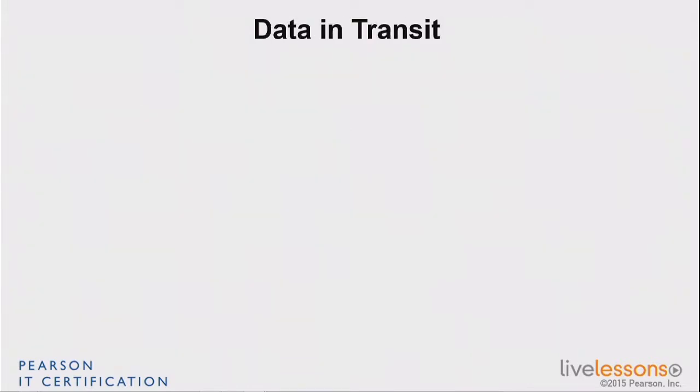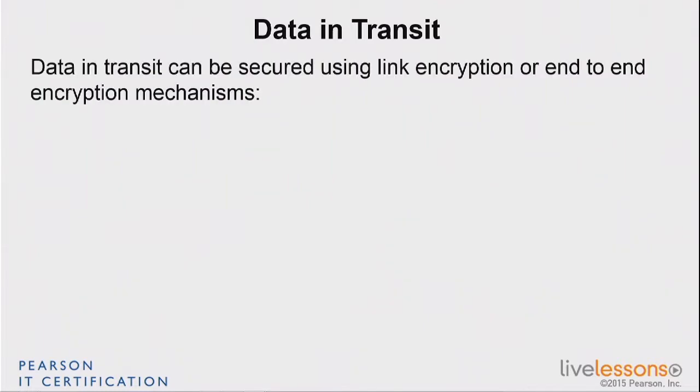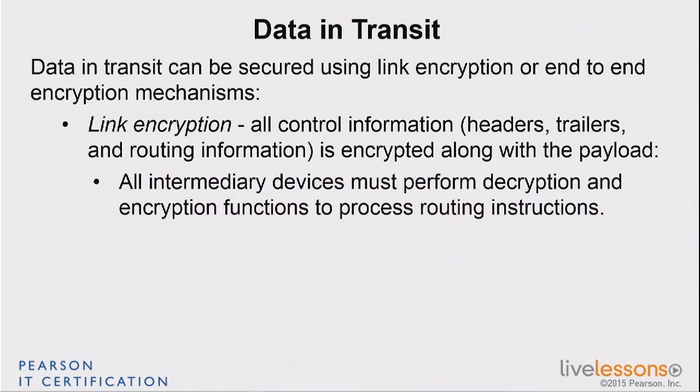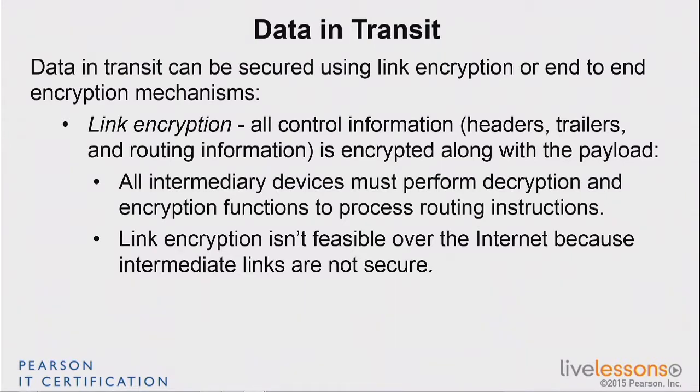Before we look at those protocols, I just want to do a reminder of different ways that we can encrypt data in transit. Data in transit can be secured using either link encryption or end-to-end encryption mechanisms. Link encryption means that all of the control information, the headers, the trailers, and the routing information is encrypted along with the payload. All intermediary devices must perform both decryption and encryption functions to process routing instructions. Link encryption is not feasible over the internet because our intermediate links are not secure. So link encryption is used when we have direct point-to-point connections between two sites.